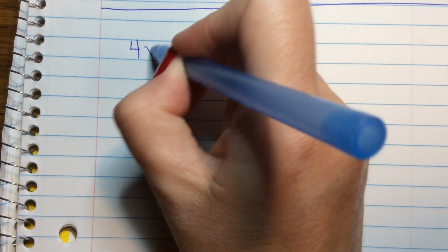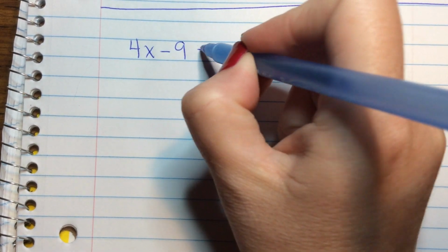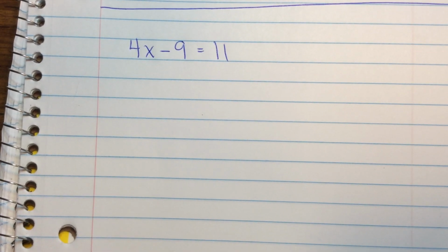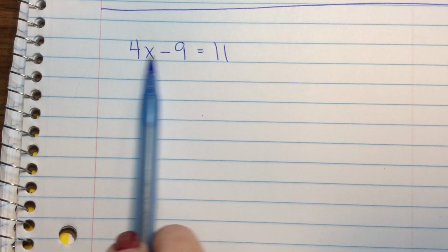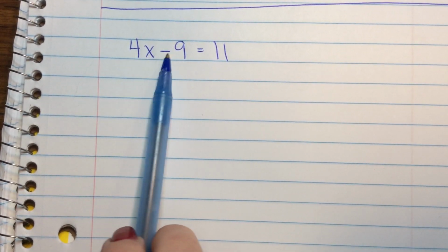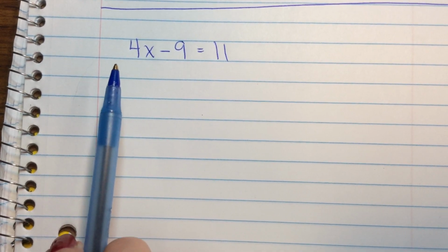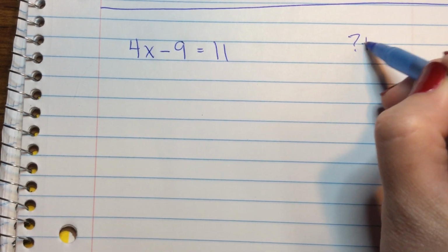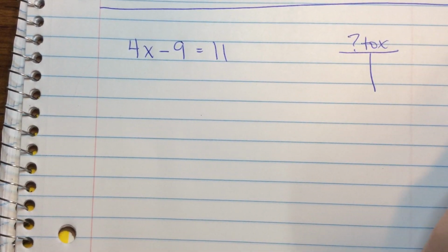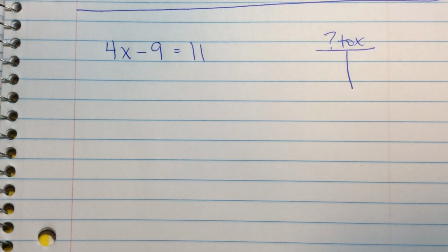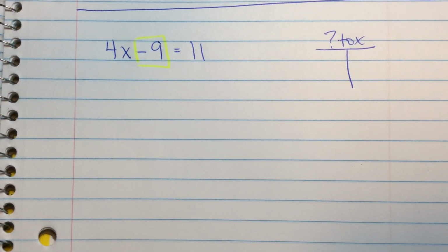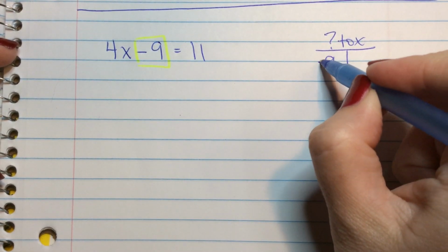Two-step equations look like this. Let's say it's 4x minus 9 equals 11. Notice that there's more than just one thing happening to the variable. In fact, there are two things happening to the variable, and I always write those down. So what is happening to x? Well, right now, 9 is being subtracted. So we're going to subtract 9 here. That's what's happening.